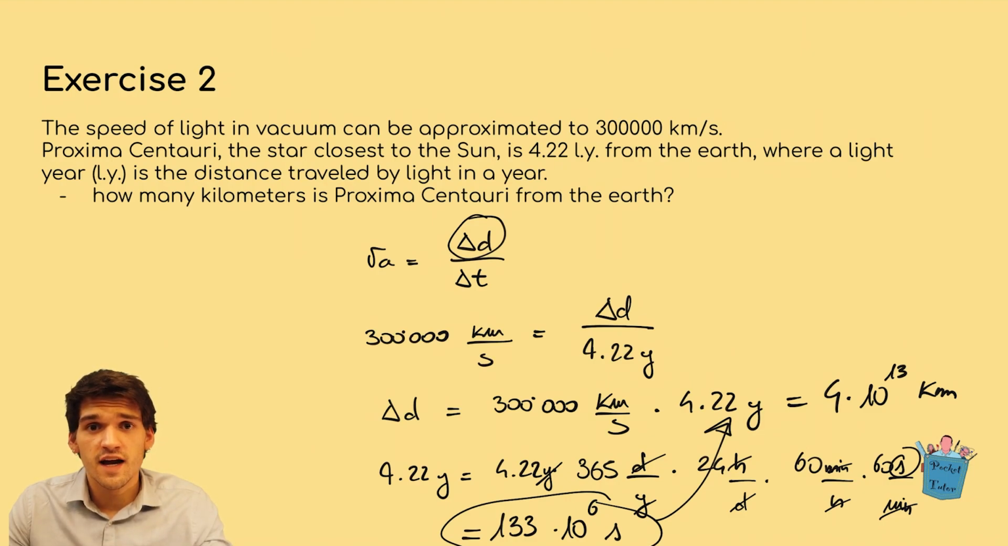So next time your mom asks you, how far is Proxima Centauri from the Earth? You can tell her, well, it's 4 times 10 to the 13th kilometers, or a lot, which is basically the same.